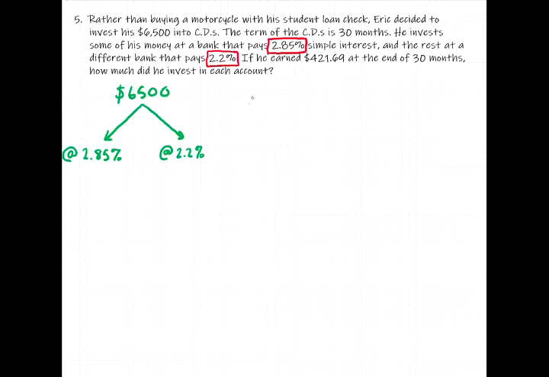So let's express those two unknown principals symbolically. So we have amount at 2.85% and amount at 2.2%. Okay, so we don't know what either of these are. So let's say the first one, amount at 2.85%, let's say that's P. P for principal, so there's P dollars there. So some of it is invested in the first account and the rest is invested at 2.2%.